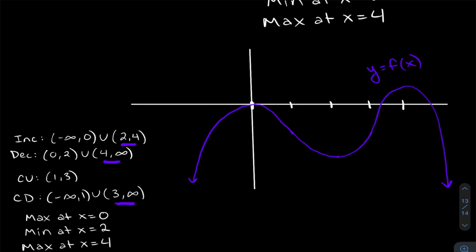That's your graph. So it's just working in those different zones, seeing if you're increasing, decreasing, if you're concave up, concave down. Those are 2 things you check, and you just graph it out as you go.